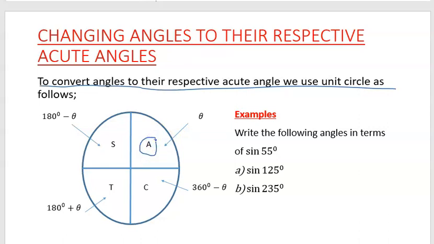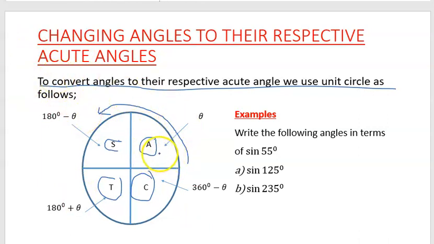For example, we already know that for angles in the first quadrant, their respective ratios are positive. That means in the first quadrant, sine, cosine, and tangent are positive. In the second quadrant, only sine is positive. In the third quadrant, only tangent is positive. And in the last quadrant, the fourth one, only cosine is positive. Remember, for the unit circle, the angles are measured anti-clockwise.